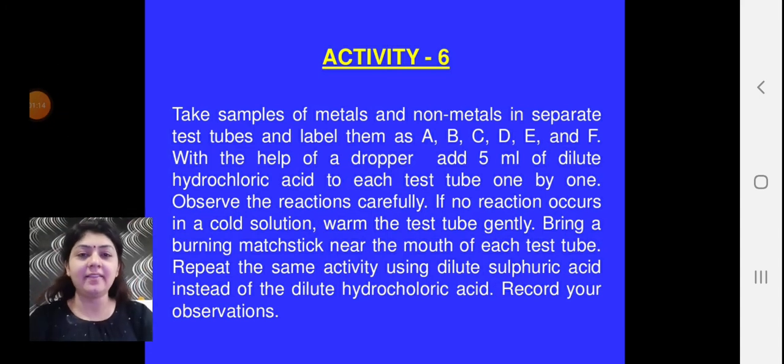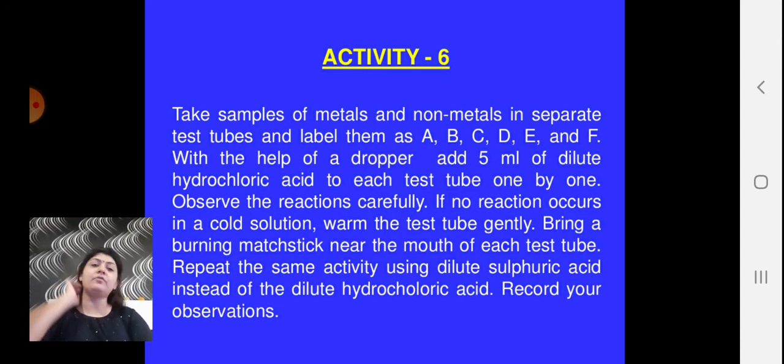So let's begin. Now take the samples of metals and non-metals in separate test tubes. All the test tubes we will label as A, B, C, D and E. With the help of a dropper, add 5 ml of dilute hydrochloric acid, which is HCl, to each test tube one by one. Now observe the reaction carefully.